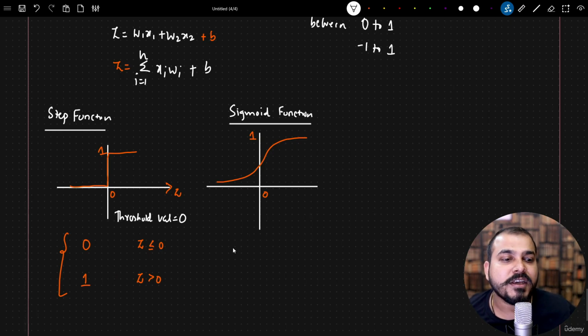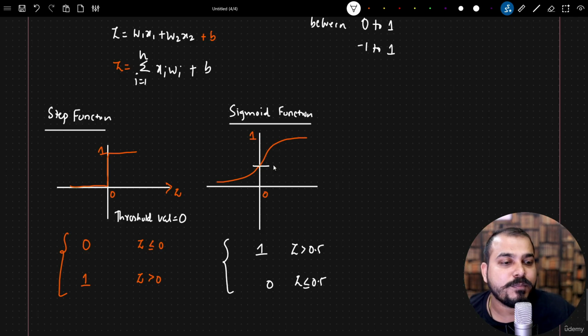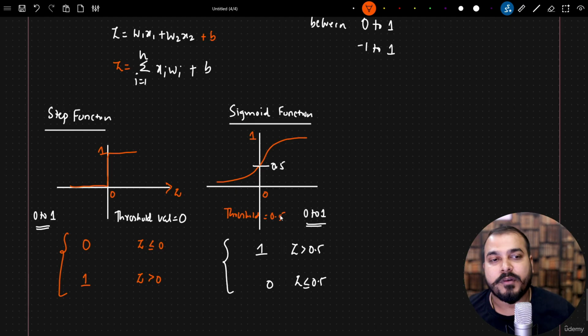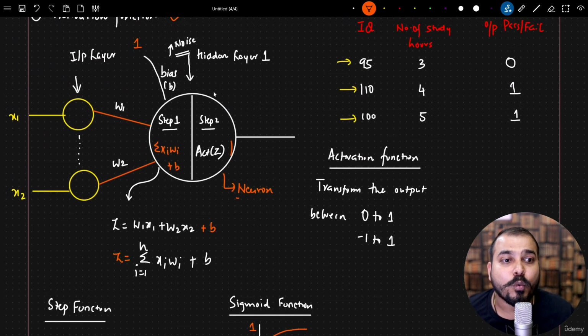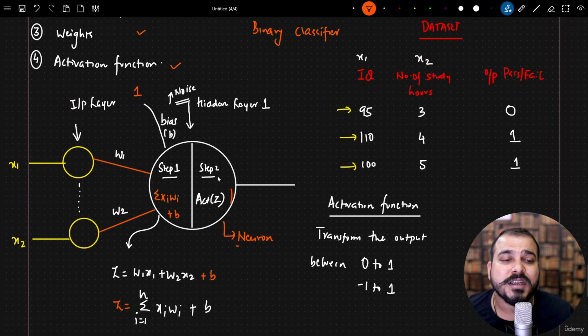Right? Similarly, in the case of sigmoid activation function, if my Z value is greater than 0.5, it will become 1. If it is less than or equal to 0.5, it is going to become 0, because this is 0.5, right? But at the end of the day, you'll see that I'm able to transform the value of Z between 0 to 1 in both cases. But here, what is changing? Over here, the threshold value is changing, because here the threshold is nothing but 0.5, right? So I hope you're getting an idea about why we apply an activation function, because to solve any binary classification problem, in short, right?